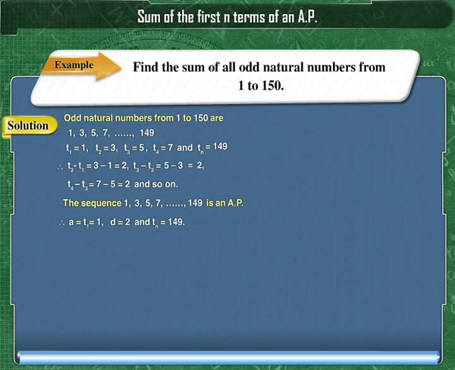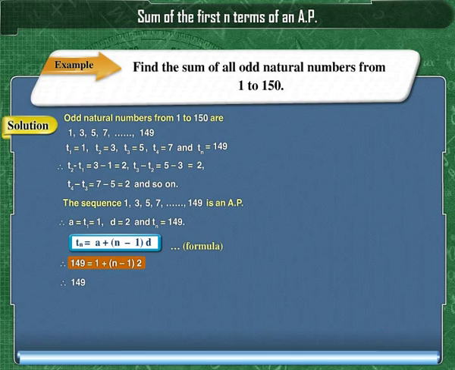First, we will find the value of n by using the formula Tn is a plus n minus 1 into d. Substituting the values of a, d and Tn in the formula, we get 149 is 1 plus n minus 1 into 2. Therefore, 149 is 1 plus 2n minus 2. On simplifying, we get n is 75.